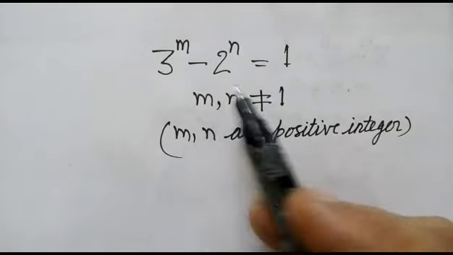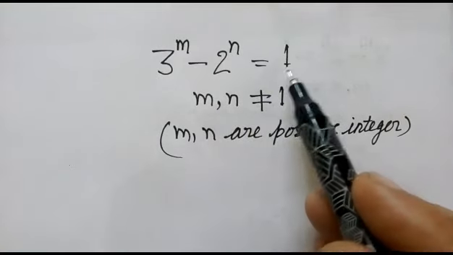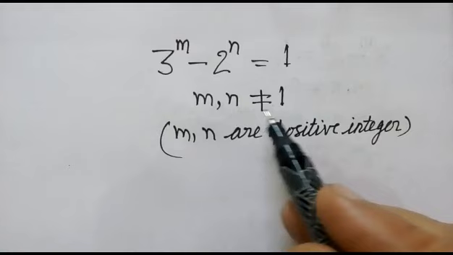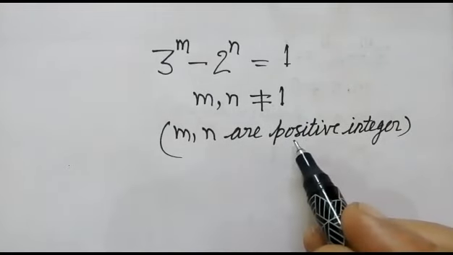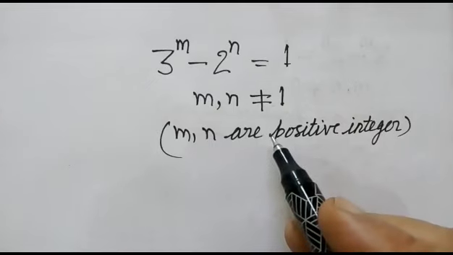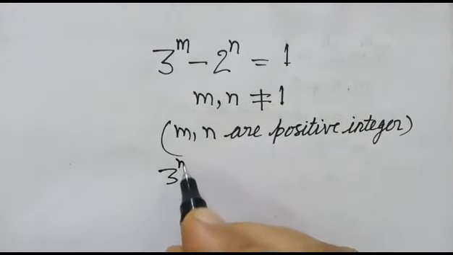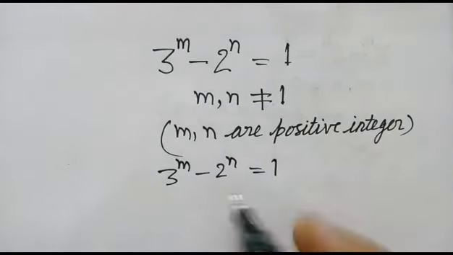Hi friends, we have a nice equation: 3 to the power m minus 2 to the power n is equal to 1. The condition given is that m and n are not equal to 1, and m and n are positive integers. So we have to solve this equation.